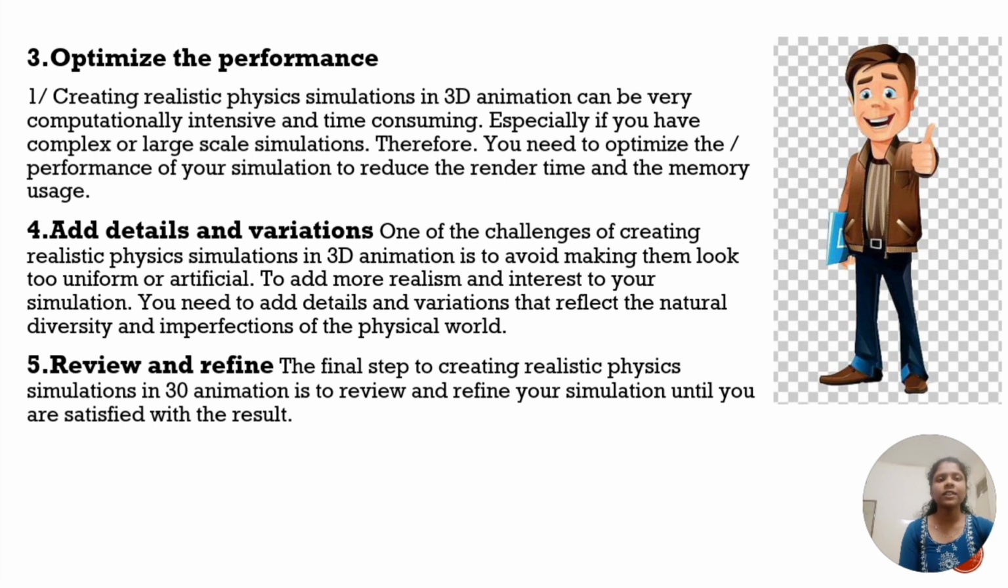Fourth step is add details and variations. One of the challenges of creating realistic physics simulations in 3D animation is to avoid making them look too uniform or artificial. To add more realism and interest to your simulation, you need to add details and variations that reflect the natural diversity and imperfections of the physical world.